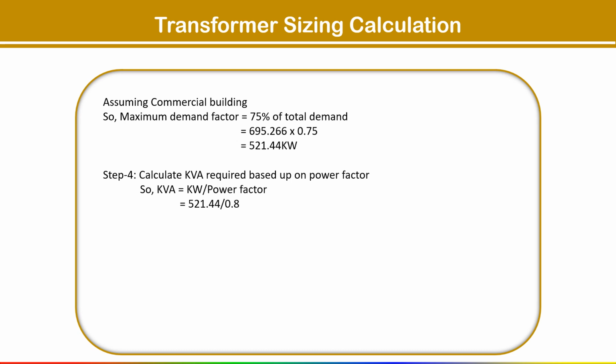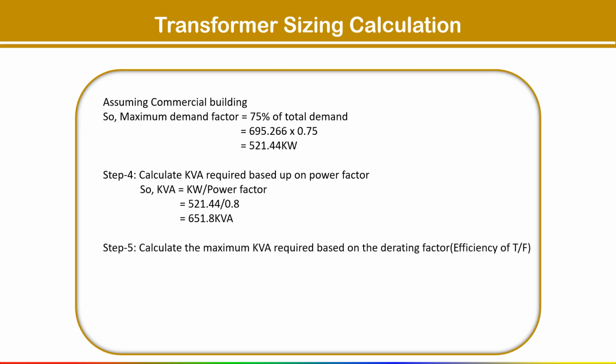Now how much power factor do we have to take for a commercial building? Remember, for a commercial building it is generally recommended to maintain a power factor as close to 1, or 100%, as possible. A power factor close to 1 indicates efficient utilization of electrical power and helps minimize losses in the electrical system. That is why here I have taken 0.8, close to 1. As per that we have got 651.8 kilovolt ampere.